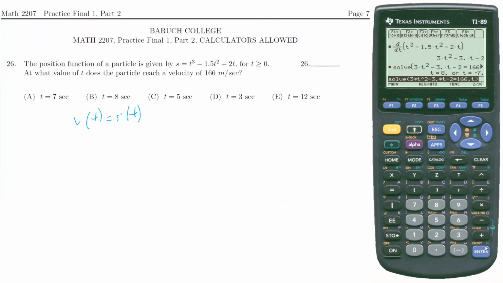Let me just read this again. The position. Okay. So what I am doing wrong is I'm not seeing things. It says t is equal to 8 or t is equal to -7. So t is equal to 8. That's a clear answer right here. So the answer is B.